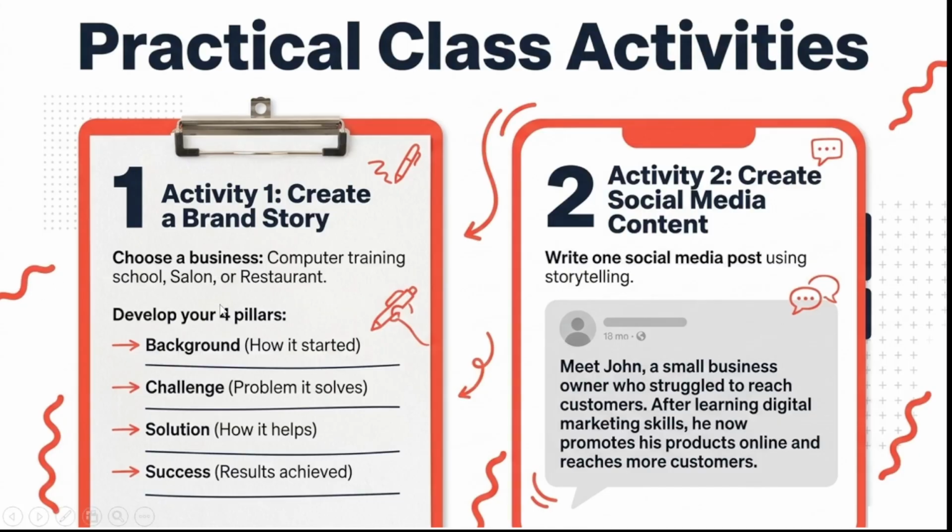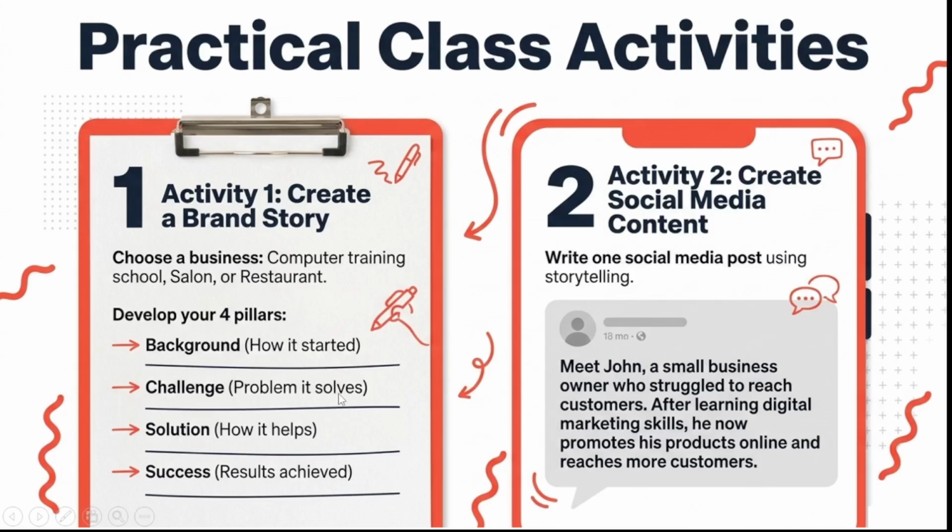You're going to choose a business, and this could be a computer training school, it could be a salon or a restaurant. And then develop your 4 pillars. And these 4 pillars could be the background of that business. You tell how it started. And then identify the problem that business is solving.